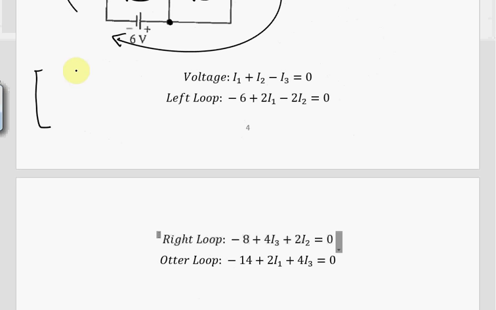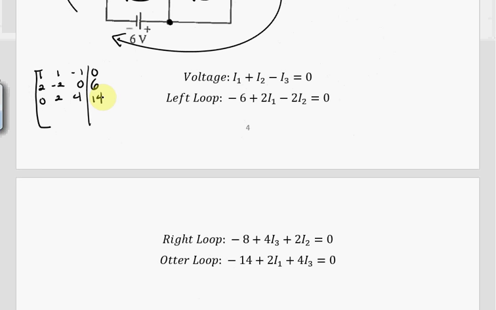The first one is all in terms of the resistor. The constant, which represents the voltage on the battery, will be assigned to the right side of the matrix or the equation. So this is 1, 1, negative 1, 0. I sub 1 is 2. I sub 2 is negative 2, and then this is 0 and 6. For the right loop, there's no I sub 1. There's I sub 2, which is 2. I sub 3 is 4, and then it's equal to 14.